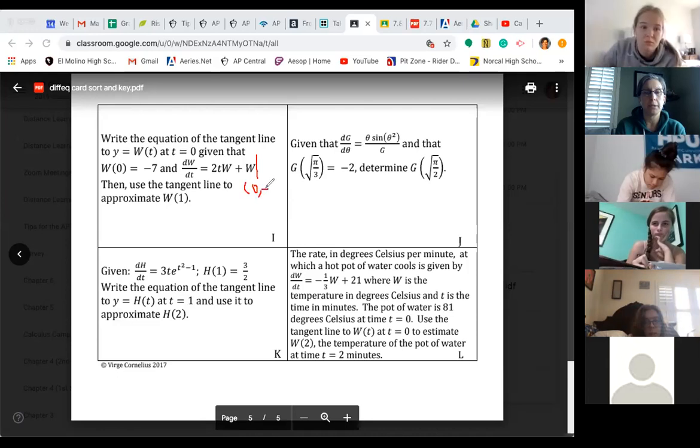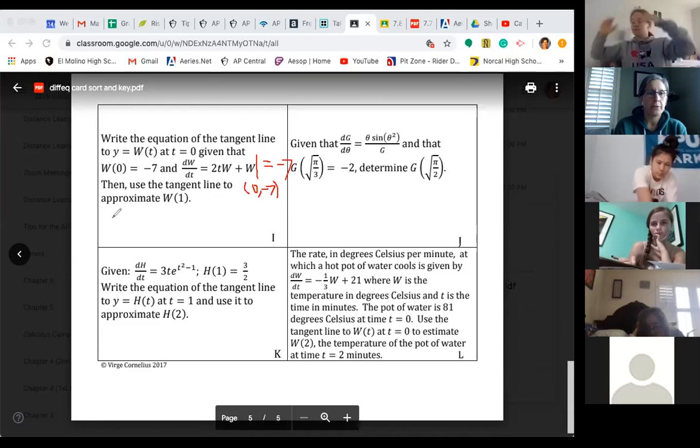I'm attempting to annotate. This is not easy to do with a mouse pad. Okay, so that derivative evaluated at that value. What'd you guys get for that? Did you guys figure that out already? Just get -7. Okay. Equals, come on, my annotation thing isn't working right now. Everybody get -7? Okay.